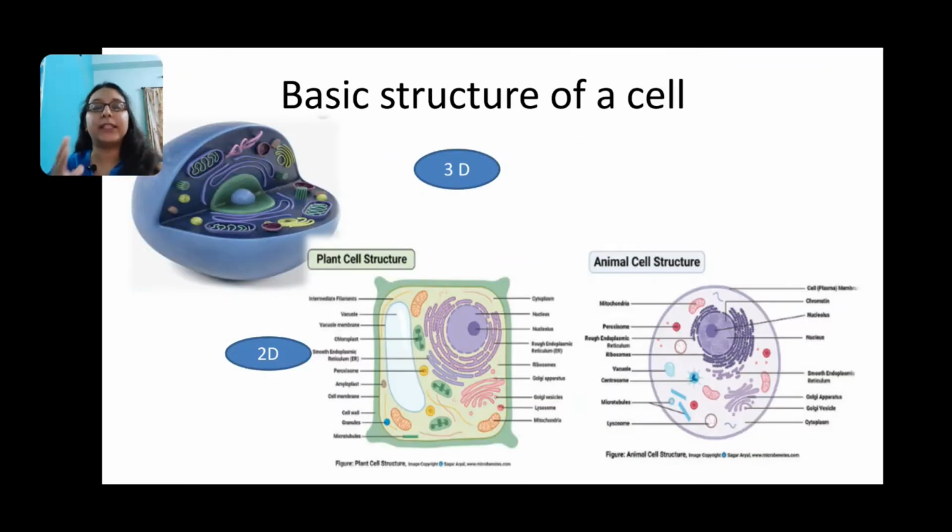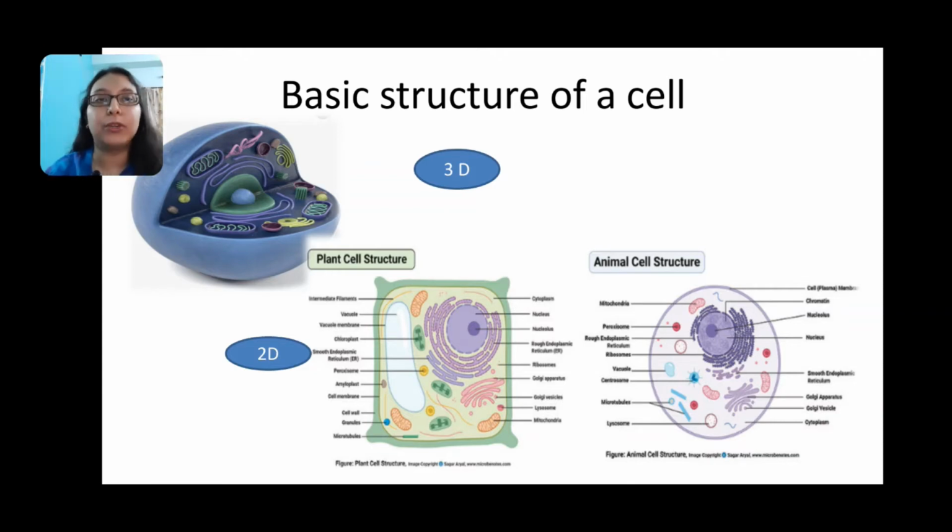So what is the basic structure of a cell? A cell in 3 dimension looks like a planet, right? When we cut it open, we find that inside the planet, we have various well-organized structures. Whereas in 2 dimension, it looks like a flat surface and a flat structure without any kind of undulations.